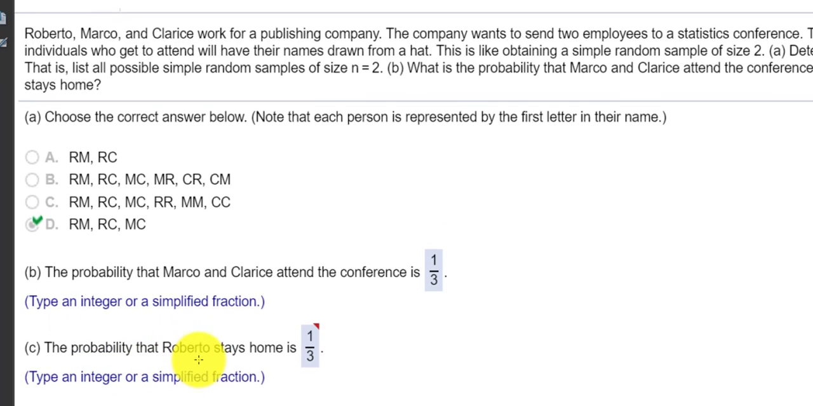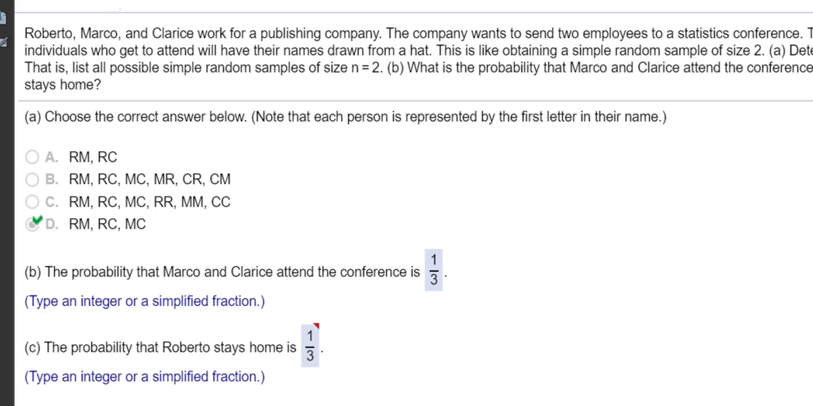But now the probability that Roberto stays home, we have a couple of options here. One, we could just look at your sample space and see which situation would Roberto be at home. So RM, Roberto would be going to the conference. RC, Roberto's still going to the conference. But MC, Roberto's staying home. Only Marco and Clarice would go. So there's only 1 out of 3 chances that Roberto would stay home, right? There's 2 chances out of 3 that he would go. There's only 1 out of 3 chances that he would stay. So I would write 1/3, or 1 out of 3.